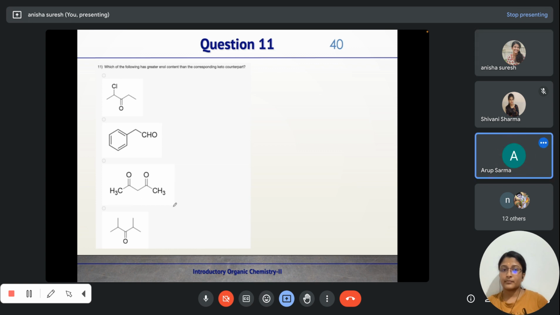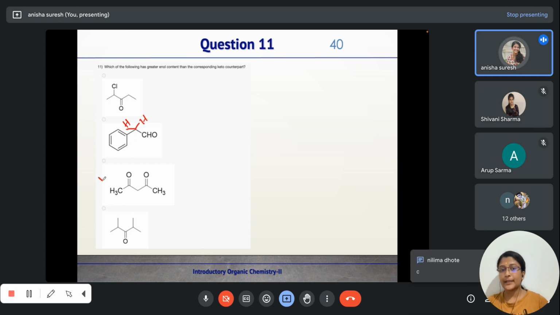Option B. Here, resonance is possible, but in case of hyperconjugation, only two alpha hydrogens are present, right? So C will be the correct answer. It can result in hydrogen bonding after formation of phenol, and there will be 1, 2, 3, 4, 5, 6, 7, 8 alpha hydrogens. So the correct option will be option C.